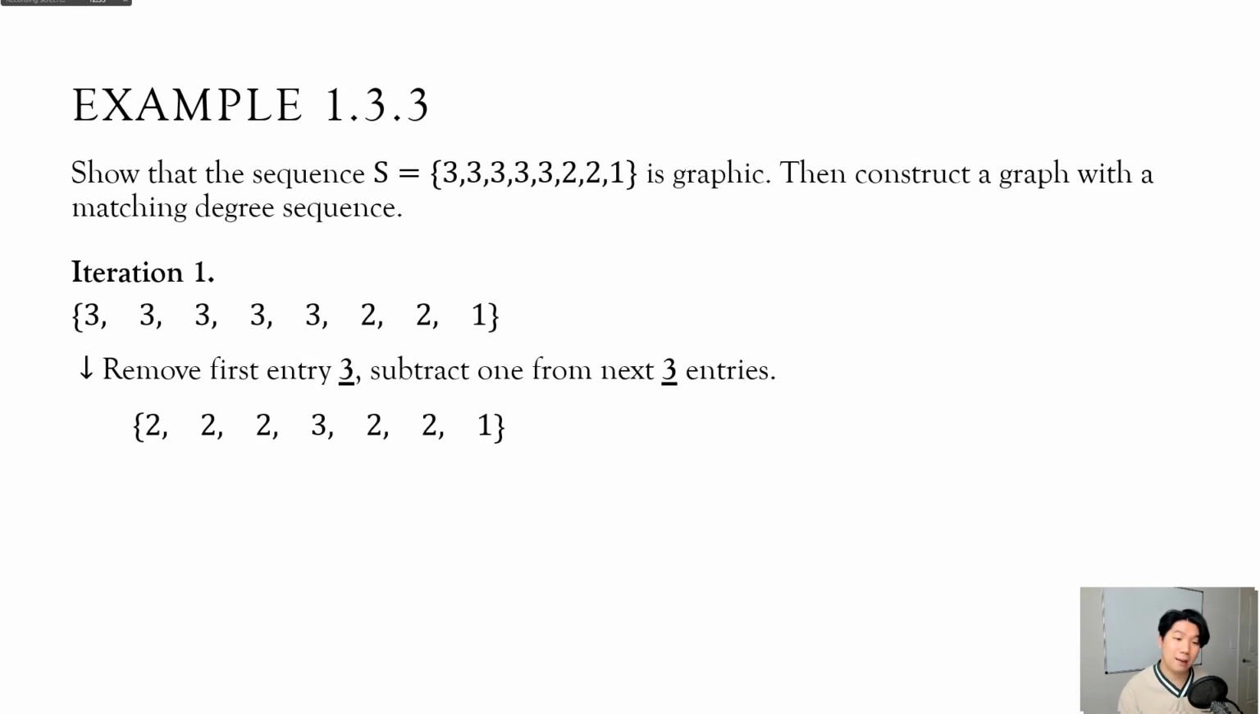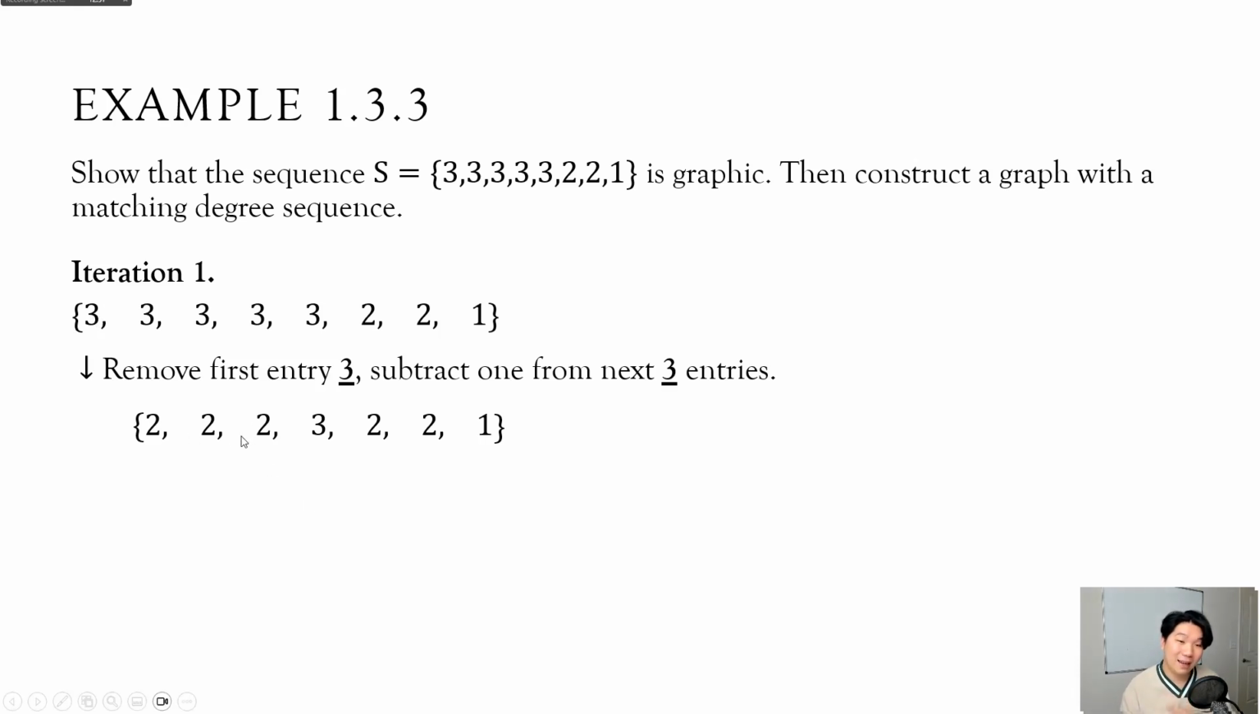Again, I want to emphasize, I deleted 1 entry, the first one, and I subtracted 1 from the next 3 entries. I knew to subtract 1 from the next 3 entries because I deleted a 3. In other words, if this was a 5, then I would delete that 5 and I would subtract 1 from the next 5 entries.